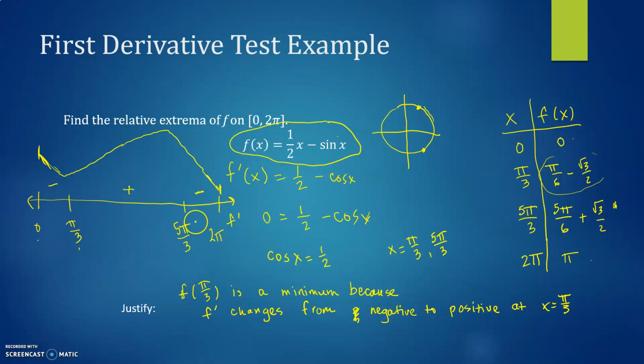I would write a similar sentence for 5 pi over 3. F of 5 pi over 3 is a maximum because f prime changes from positive to negative at 5 pi over 3. And then the endpoints, f of 0 is a maximum because f prime is negative for x greater than 0 and 0 is an endpoint.